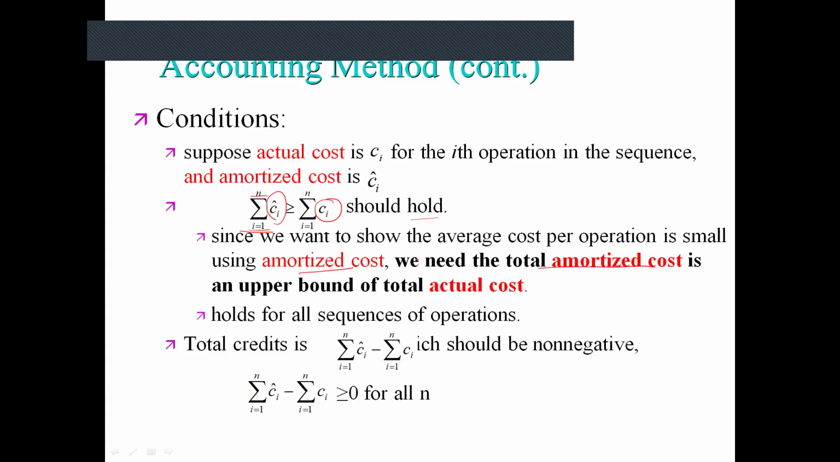Since we want to show the average cost per operation is small using amortized cost, we need to total the amortized cost. We need to show that the total amortized cost is an upper bound of the actual total cost. This is an upper bound because it is greater than or equal, and this will hold for every sequence of operations. If you subtract the sum of the actual cost from the sum of the amortized cost, the difference should be non-negative, greater than or equal to 0 for every value of n.